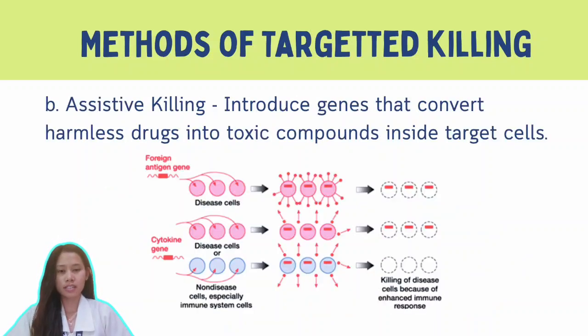Next method is the assistive killing. In this method, a gene will convert a harmless drug into a toxic one. So in assistive killing, a gene gives harmful cells the ability to convert a harmless drug into a toxic form. One example is the gene used in certain cancer trials. Patients take a harmless drug called valganciclovir, and the cancer cells with the inserted gene will turn it into a toxic one, and the cancer cells will die.